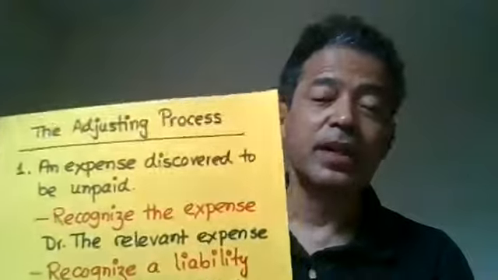So if it happens, then that expense has to be debited and a liability has to be credited. So that's our journal, and this accounts for a whole group of adjusting journal entries.